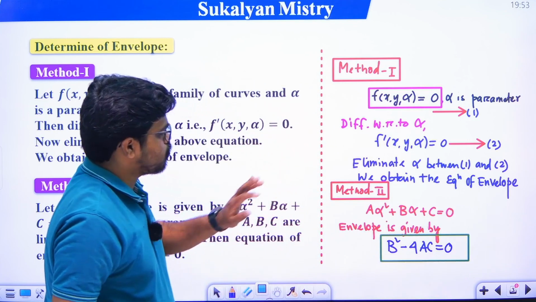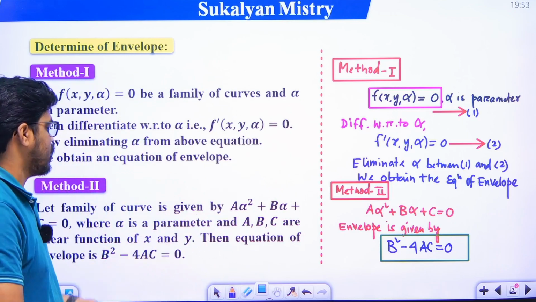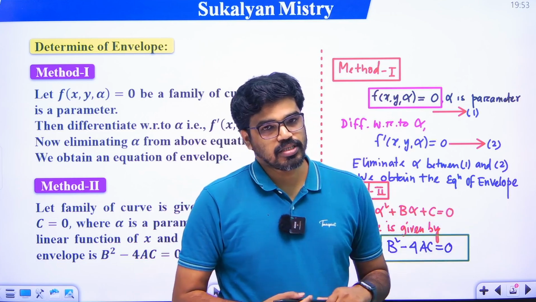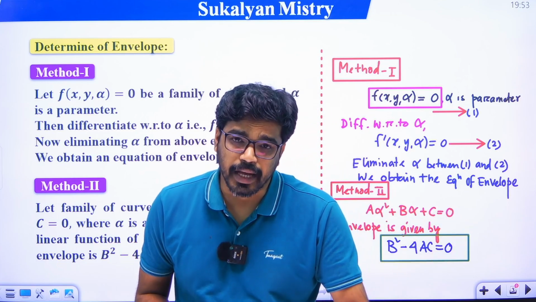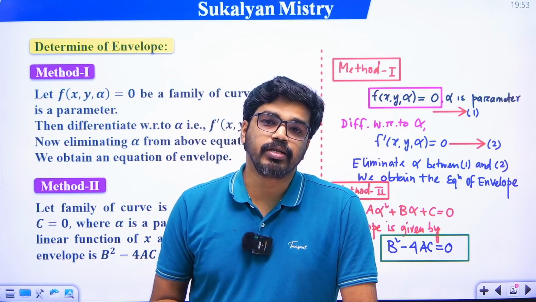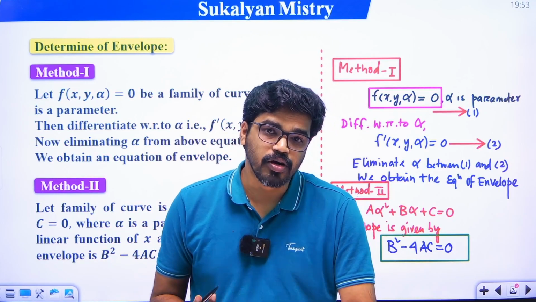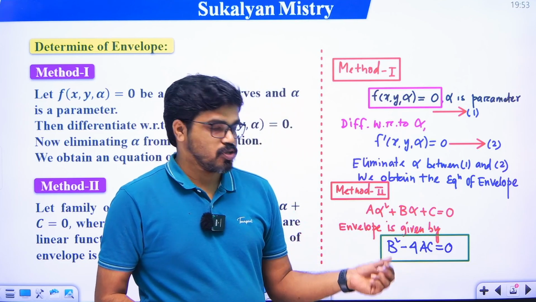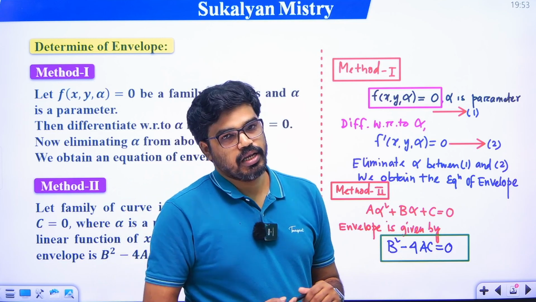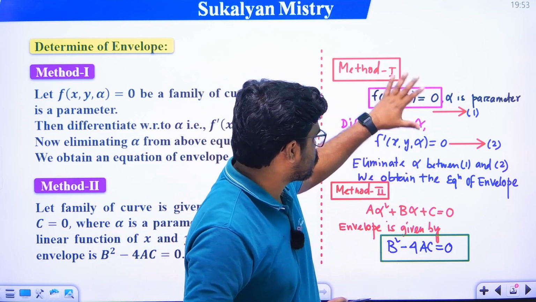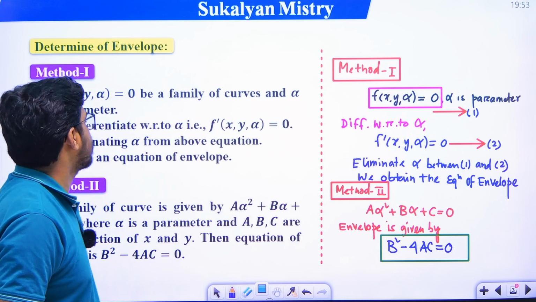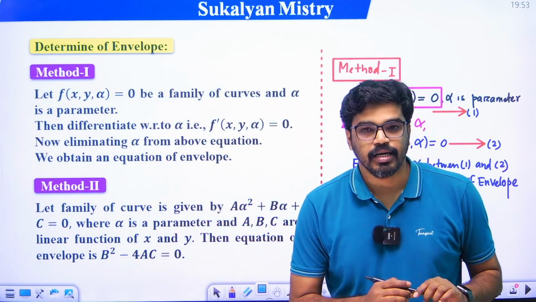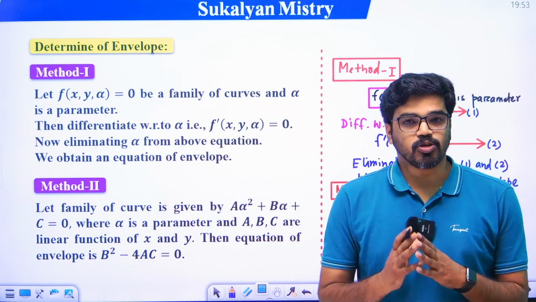Okay, suppose the family of curves is of the form a alpha square plus b alpha plus c is equal to 0, where alpha is a parameter. Then the equation of envelope is b square minus 4ac is equal to 0. So these are the two processes to find the equation of envelope. Okay, right? So let us consider an example.